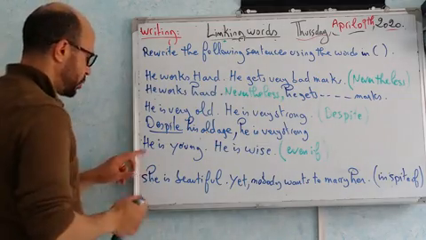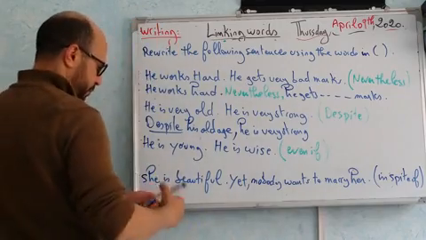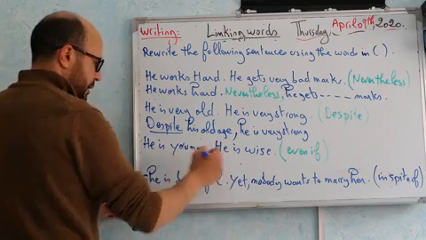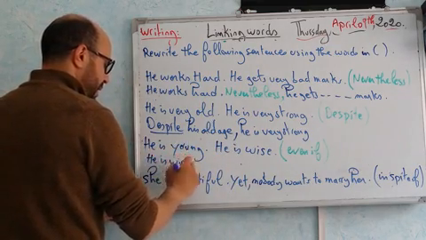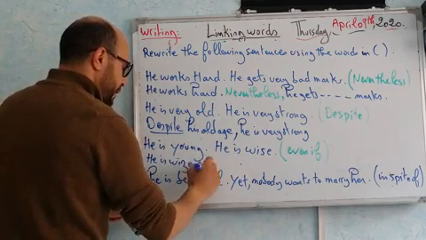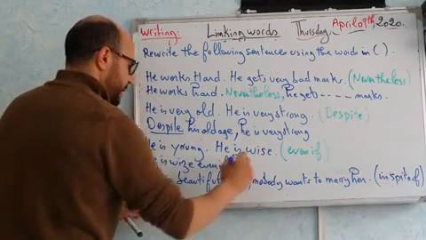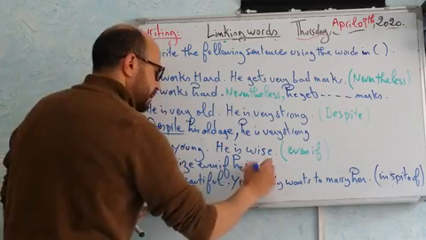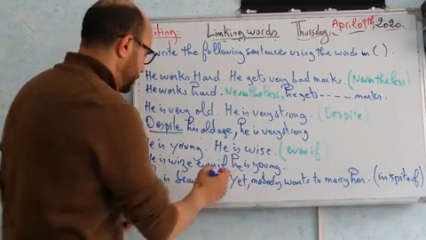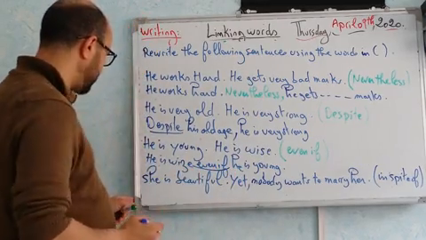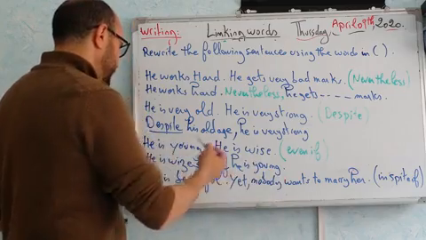Number 3. This one. He is young, he is wise. You have the middle. He is wise. Good. Even if he is young. Very good. So remember, not enough in the middle. We can start with the first one. Even if he is young, he is wise.